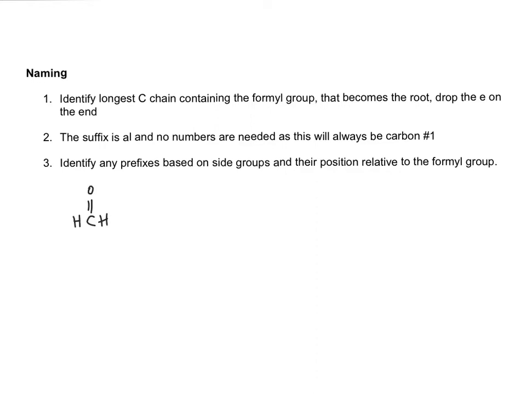So this is the simplest aldehyde. There's one carbon, so it's meth for methane. But we take the E off and add al, so methanal. For this structure, here's our formyl group. That's carbon 1, 2, 3, 4, 5. So this compound would be called pentanal. Pentane, take off the E, add al, pentanal.